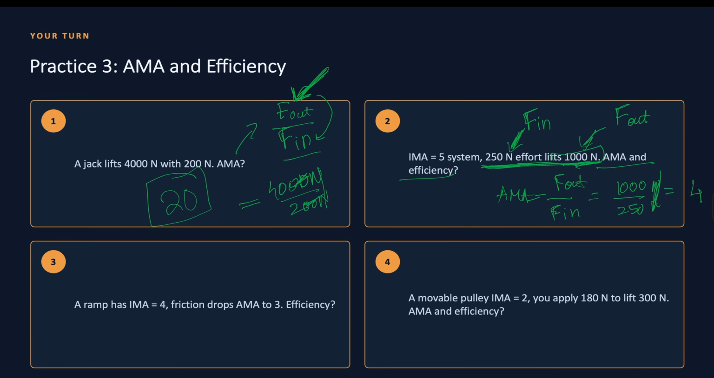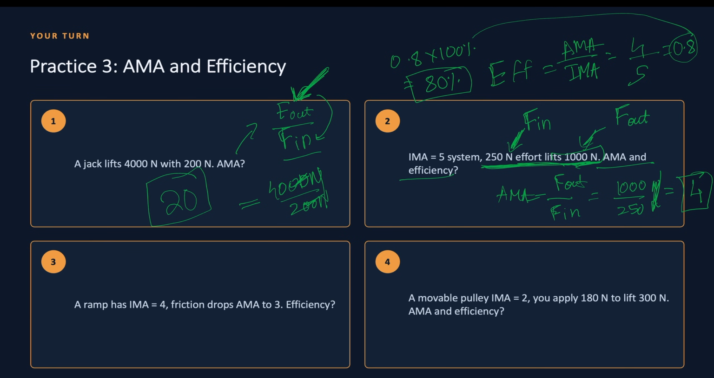And our efficiency, let me actually box this answer first, is our actual mechanical advantage, how much it can do, versus how much it's supposed to do, right? How much is it doing of what it's supposed to do? Or in this case, 4 divided by 5, which is just 0.8. Then that times 100% should give you about 80%. Okay?